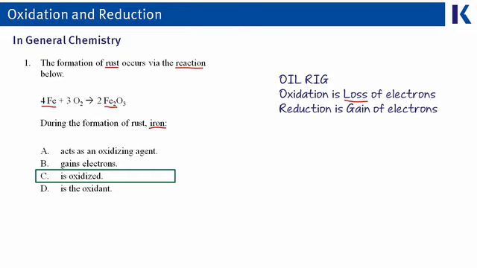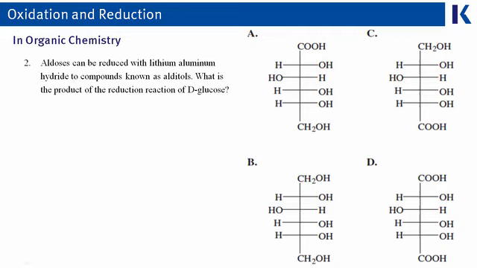This is a basic way that redox, or oxidation reduction, might get tested in a general chemistry question. But where things can get exciting is when we see this same concept, oxidation and reduction, tested in different subjects, like organic chemistry. This question, question 2, says that aldoses, a certain type of sugar molecule, can get reduced with lithium aluminum hydride into something called an alditol. We get asked which of these four pictures, which of these four molecules, is the product of the reduction reaction of glucose.